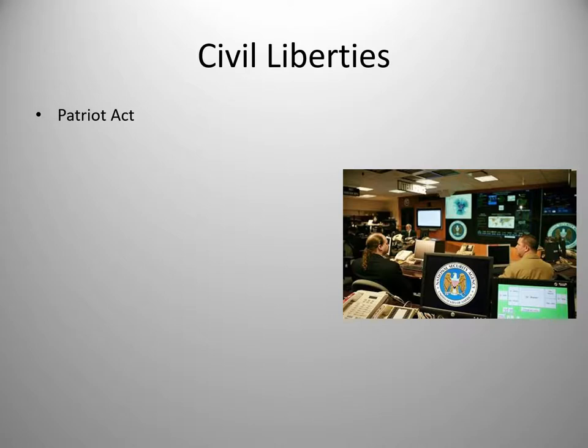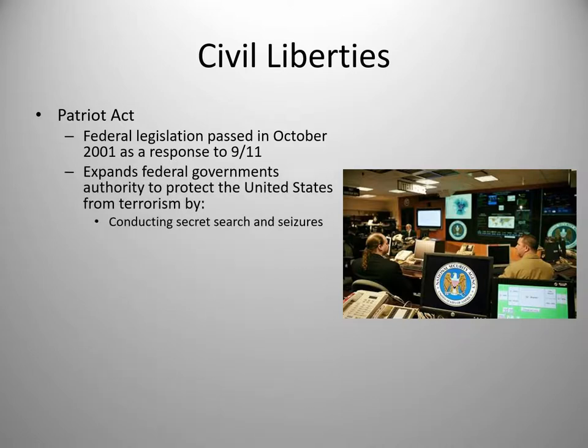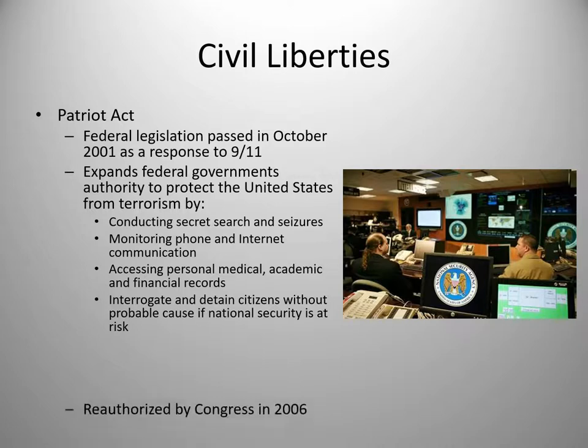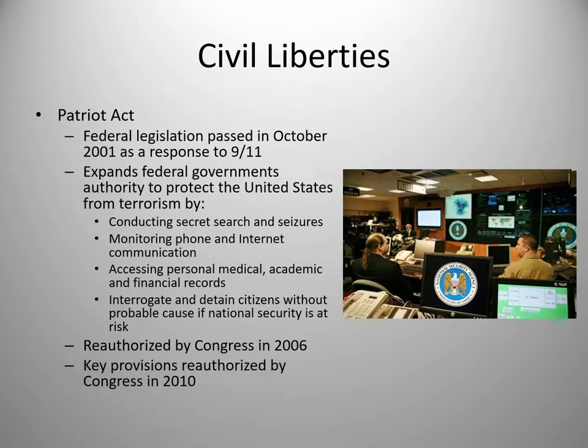Something that kind of went up against rights to free speech and also privacy happened in 2001 after the terrorist attacks of 9/11 on the World Trade Center. Congress passed the Patriot Act, which did limit the right to privacy. And it allowed the government to have more right to conduct secret searches and seizures, which would typically be against the Eighth Amendment, to listen in on phone and internet communication, to access personal records, to detain citizens without probable cause if they determined that there was a national security risk. And that was reauthorized by Congress in 2006 and again in 2010.